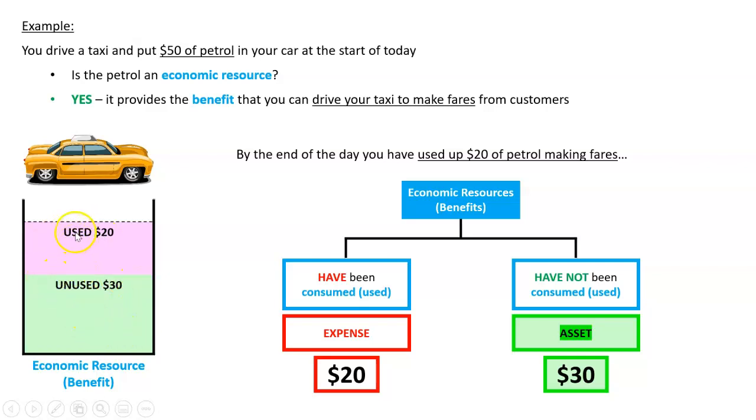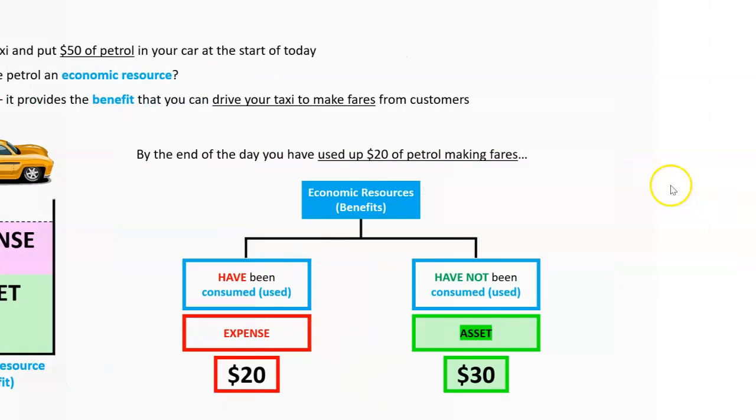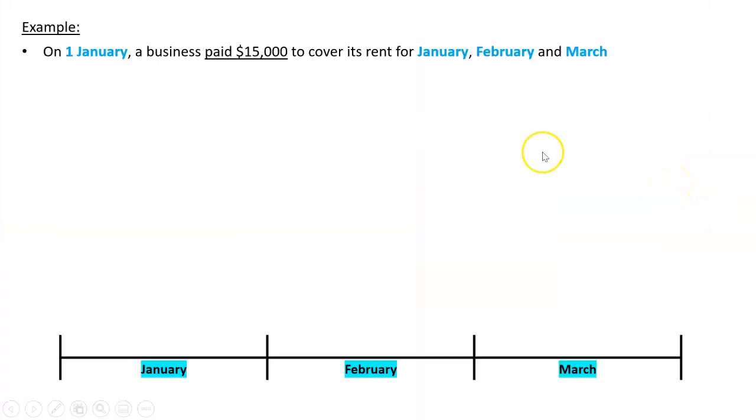And we don't really use the words used and unused. What we say is this is an expense, the bit that we've used, and the bit that is still unused is an asset. And that's a really simple example, but to apply the concept to a business, which is a little trickier, it's actually not that different. So let's take an example that you're going to have to deal with at some point this year.